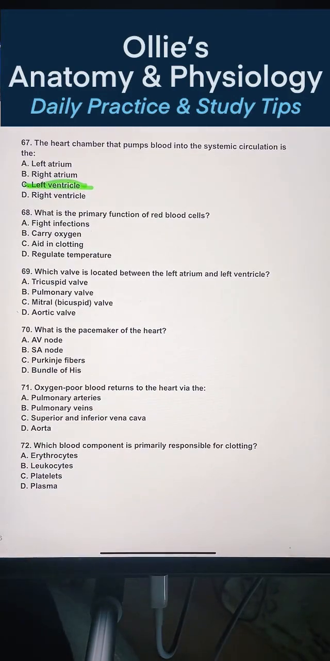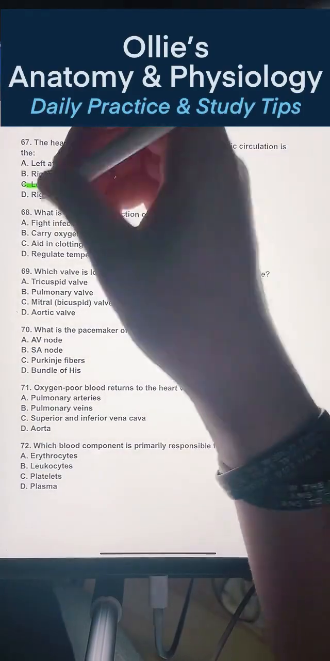Number 68. What is the primary function of red blood cells? Perfect. It is B. It is to carry oxygen.